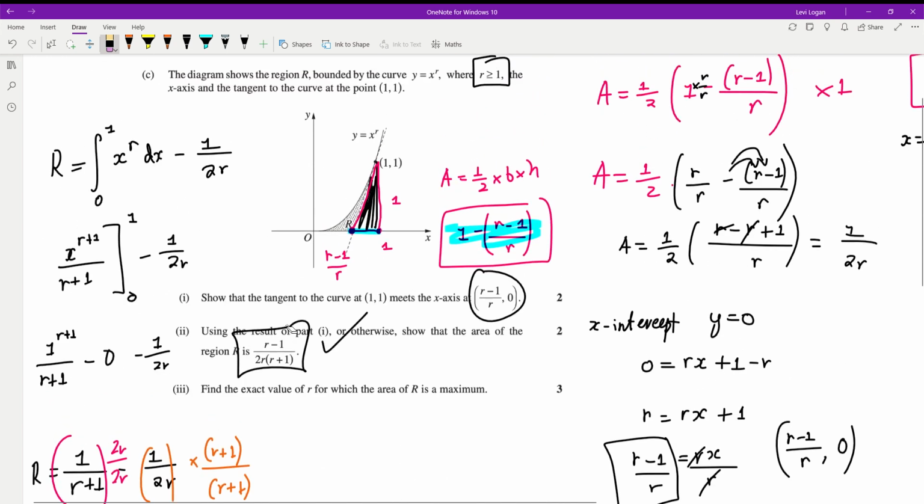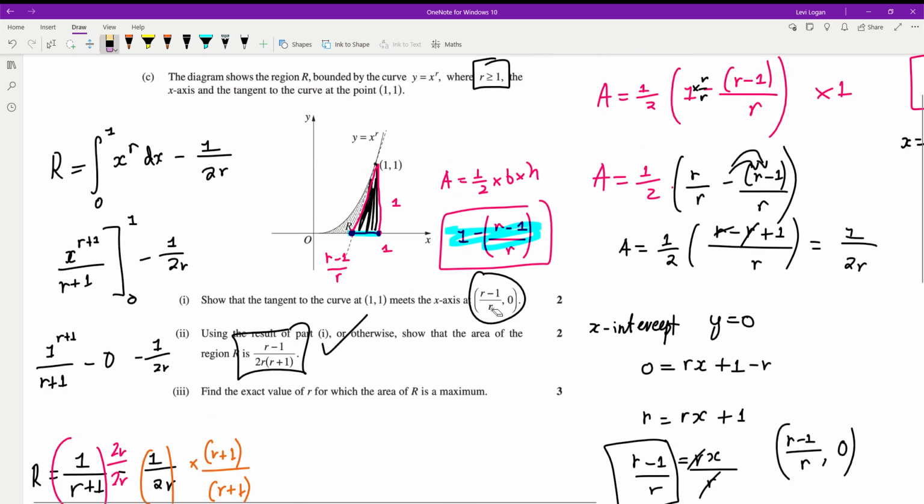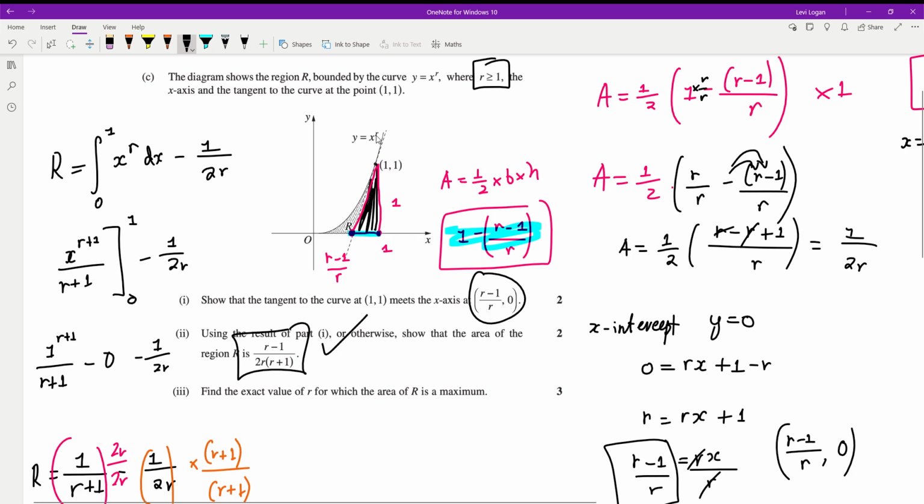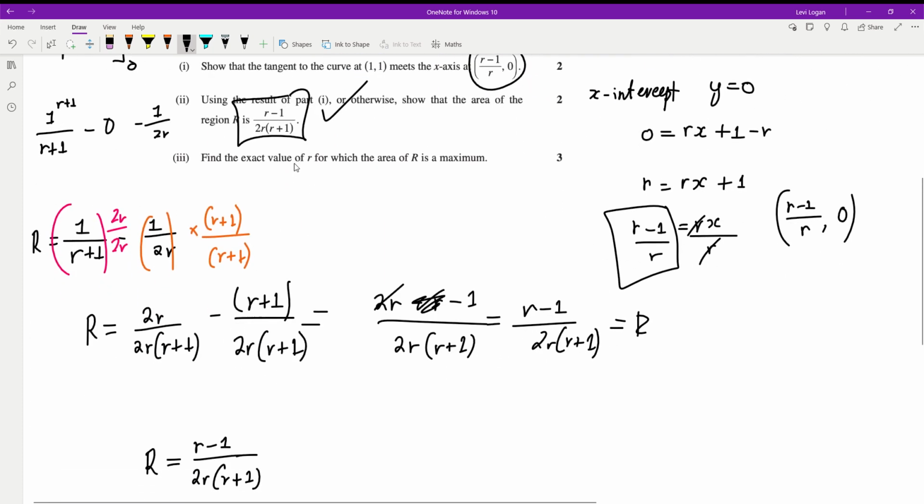You can see why you need the answer here for that particular part. But whether you use the triangle or you did that crazy integral, doesn't really matter. Righto, so now that we've got the expression for r, so r is r minus 1 on 2r on r plus 1. So our region R is going to vary depending on the degree of this polynomial pretty much. Okay, so 3, find the exact value of R for which the area of R is maximum.